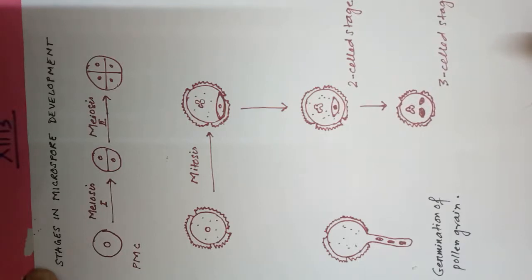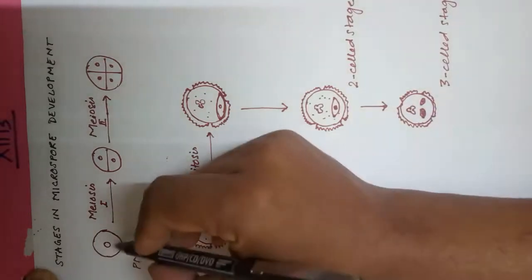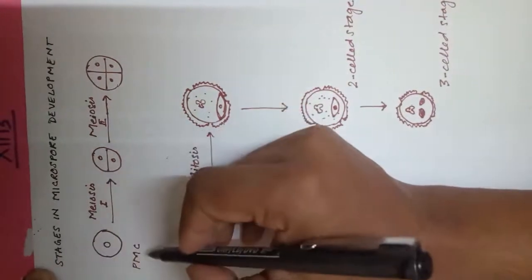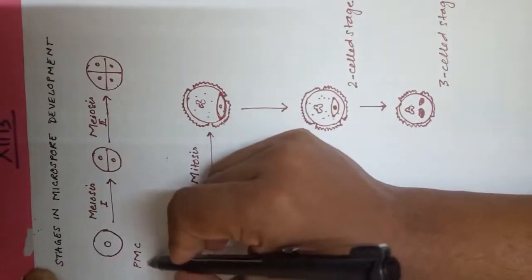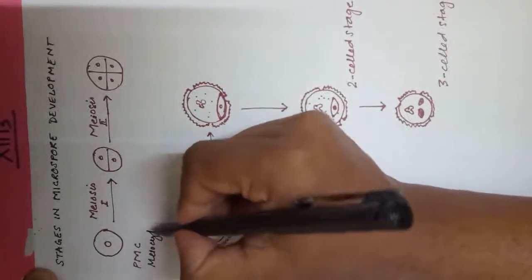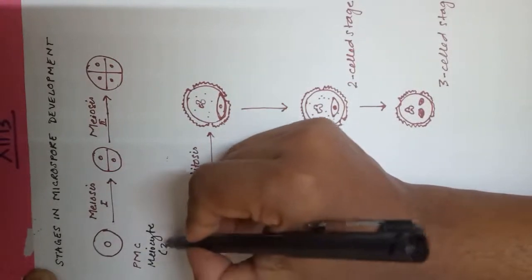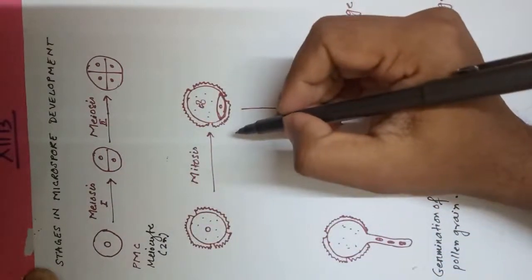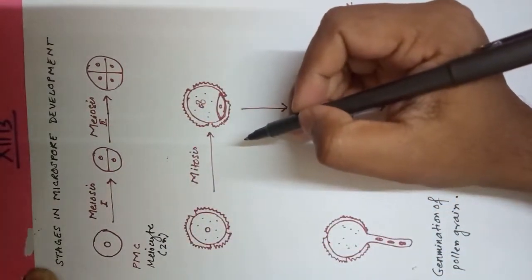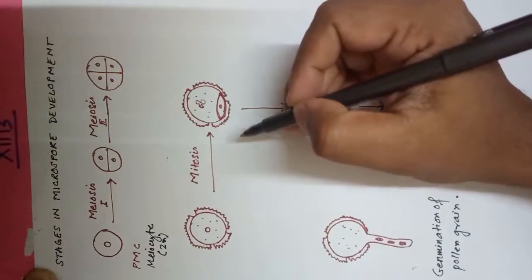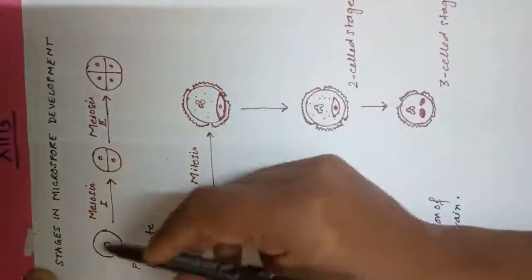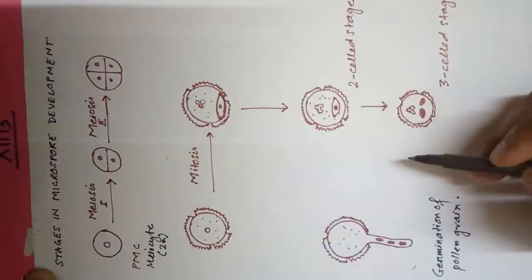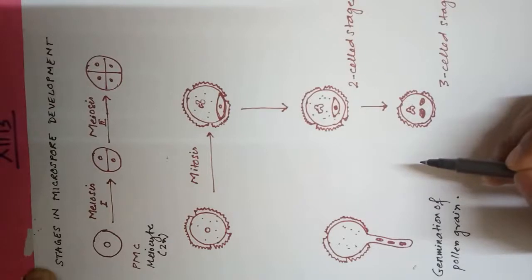So let us take one of such sporogenous cells. This is that sporogenous cell. We call it a pollen mother cell. This sporogenous cell is nothing but a meiocyte. That means this is a diploid cell that can undergo meiosis. Meiocytes are the diploid cells which can undergo meiosis. We call this a pollen mother cell because the pollen grains will be developing from this cell. It is also called microspore mother cell.